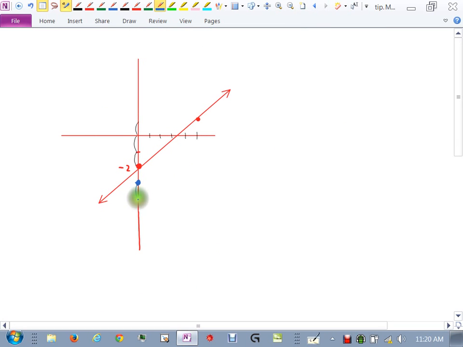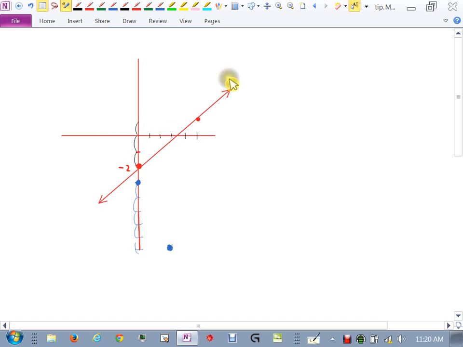So down 1, 2, 3, 4, 5 puts me about here. And then, oh, that's not a point, sorry. Okay, and then to the right 3. So 1, 2, 3 puts me about right there.